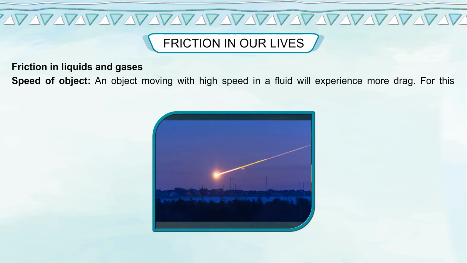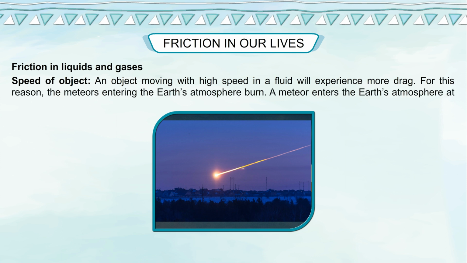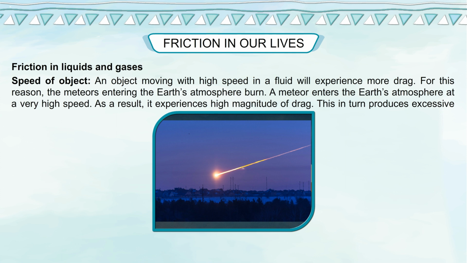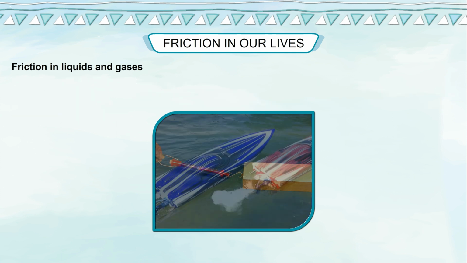Speed of object. An object moving with high speed in a fluid will experience more drag. For this reason, the meteors entering the Earth's atmosphere burn. A meteor enters the Earth's atmosphere at a very high speed. As a result, it experiences high magnitude of drag. This in turn produces excessive heat that burns the meteor.